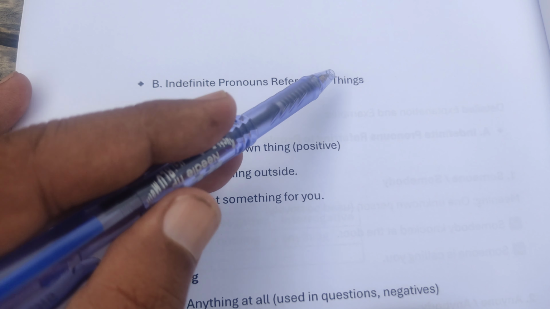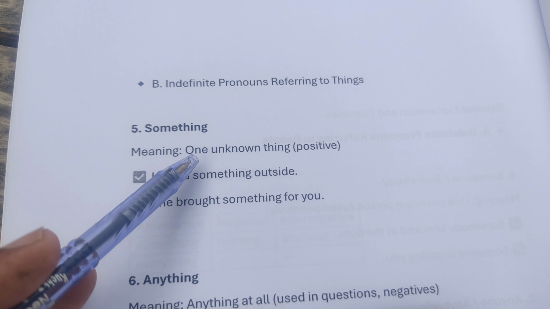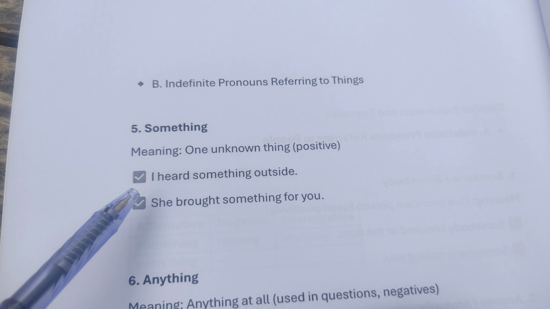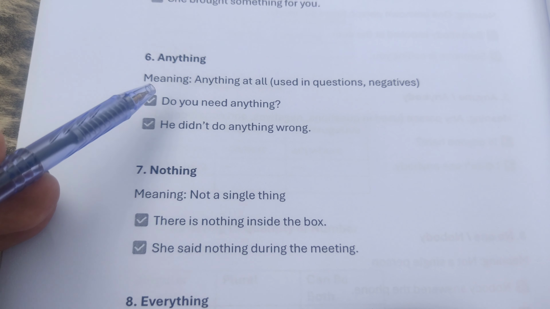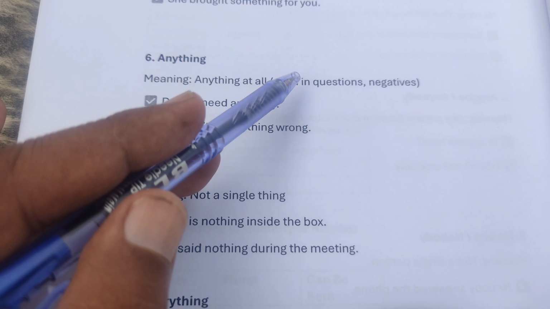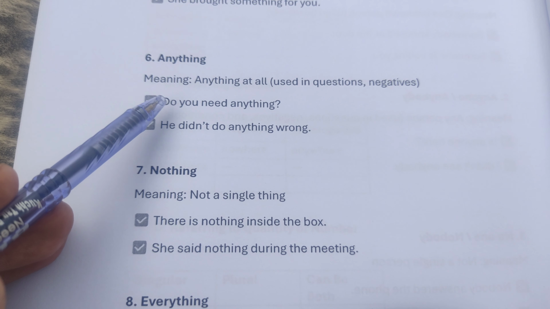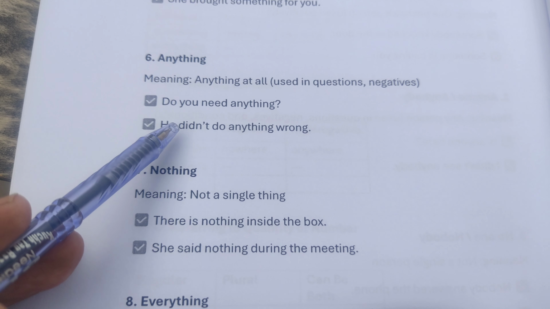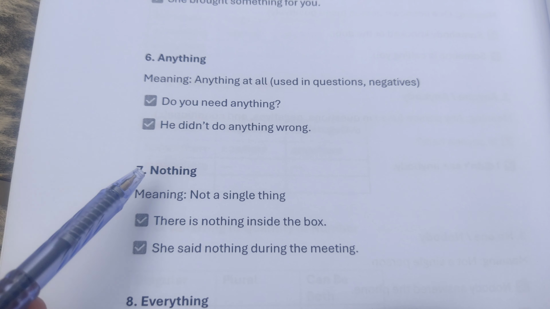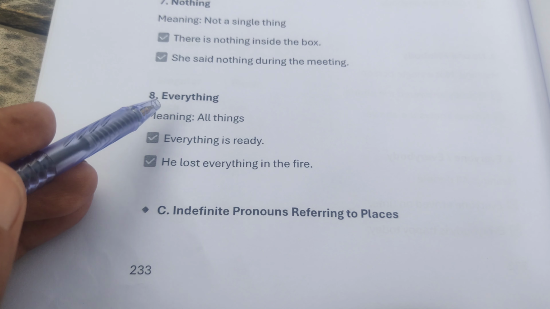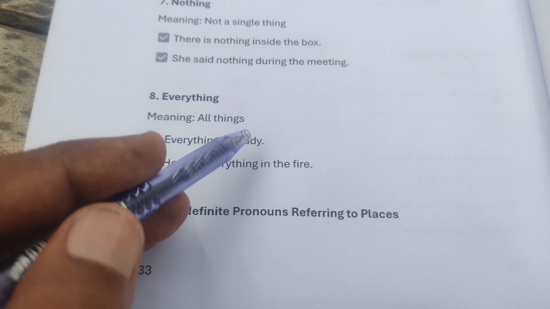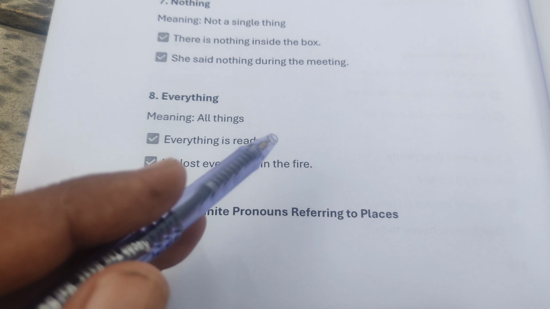Indefinite pronouns referring to things. Something, meaning one unknown thing, positive. Example: I had something outside. She brought something for you. Anything, meaning anything at all, used in questions, negatives. Example: do you need anything? He didn't do anything wrong. Nothing, meaning not a single thing. Example sentences: there is nothing inside the box. She said nothing during the meeting. Everything, meaning all things. Everything is ready. He lost everything in the fire.